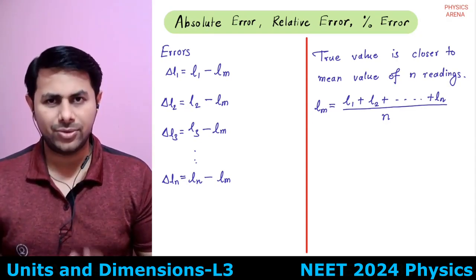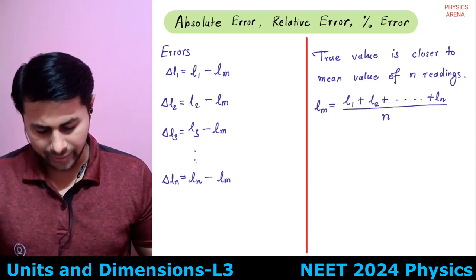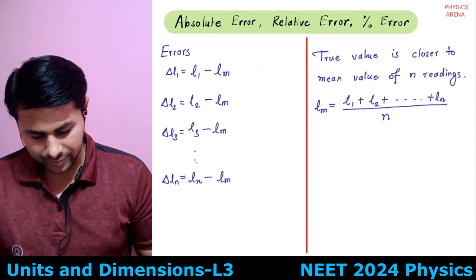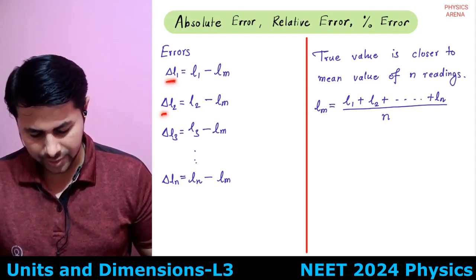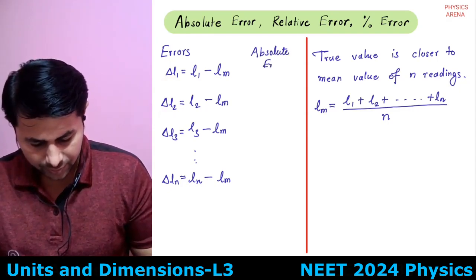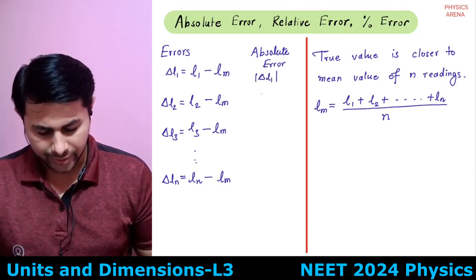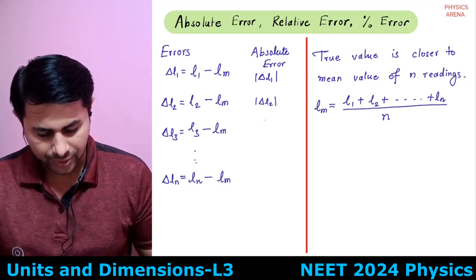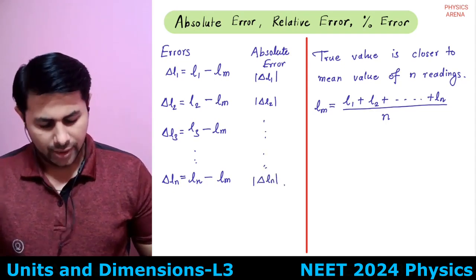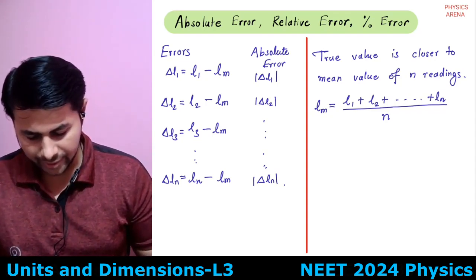If we want to find out the absolute error, we have to take the absolute value of the error. Okay? So what we do is, we take the absolute value of this error. Okay. So this is the error, and the absolute error will be the absolute value of delta L1. Okay. So absolute value of delta L2, and so on and so forth. These are the absolute errors in all the readings. And then I can find out the mean of all of these absolute errors. So I get the mean absolute error.